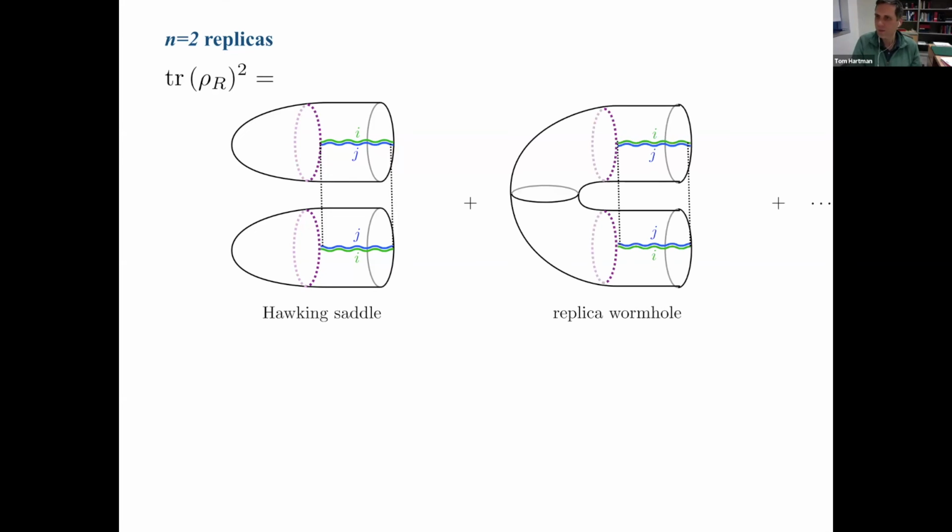But there's another term, and that other term is the replica wormhole, and this is what's responsible for the sudden transition in the Page curve. So what is this other term? It's another contribution to the path integral where the two replicas are connected by a bridge. So it's a higher topology contribution to the Euclidean path integral. But the important thing here is that it satisfies the same exact boundary conditions as the first term.